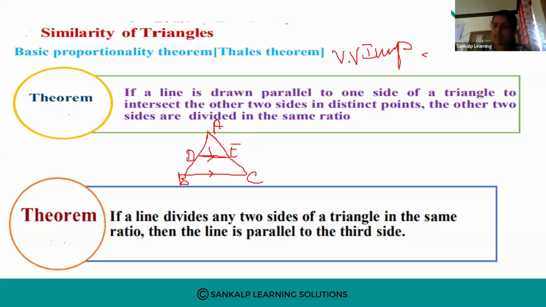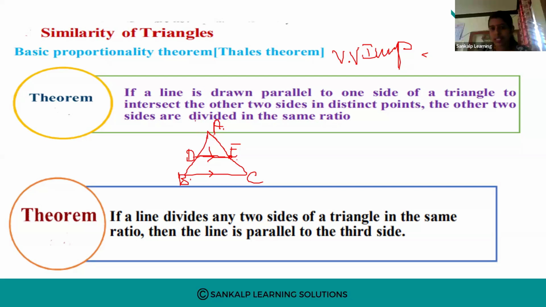Parallel to one side of the triangle to intersect the other two sides in two distinct points. Here D and E intersect AB at point D, and AC at point E. Two distinct points. Where do they intersect? D and E intersect AB and AC. So if this happens, then the other two sides are divided in the same ratio.